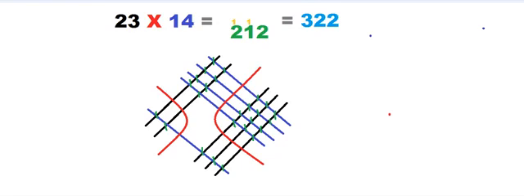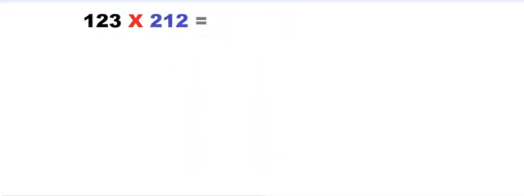And the most important part of this method is that we can also do it for three digit numbers. Okay, let's see how we can do this. So this is our question, we have to multiply 123 and 212. Let's see how we can do it.